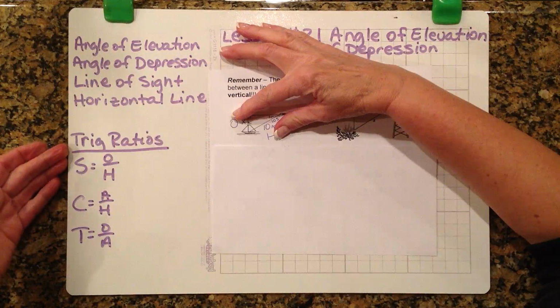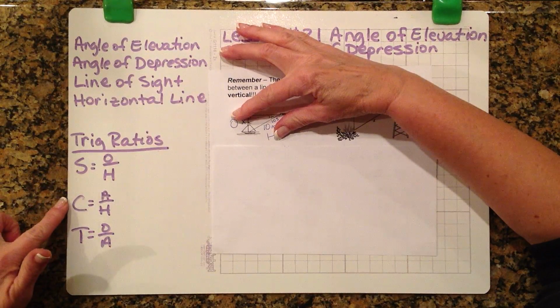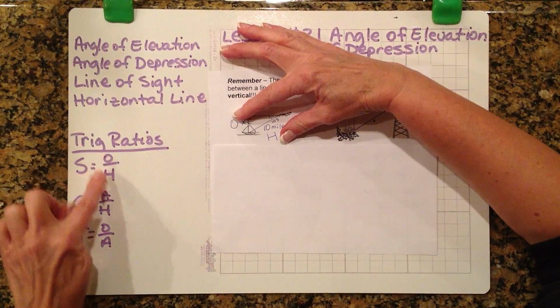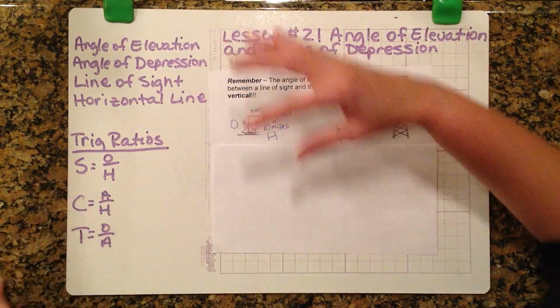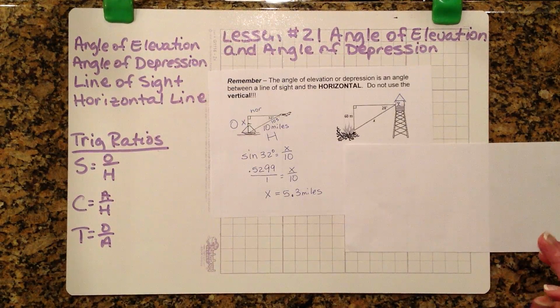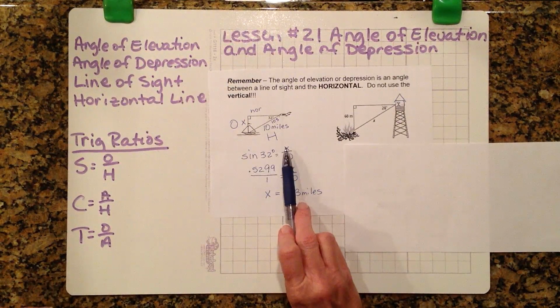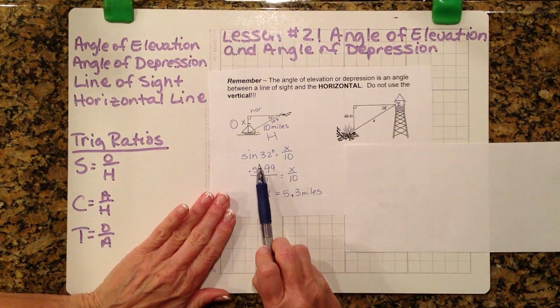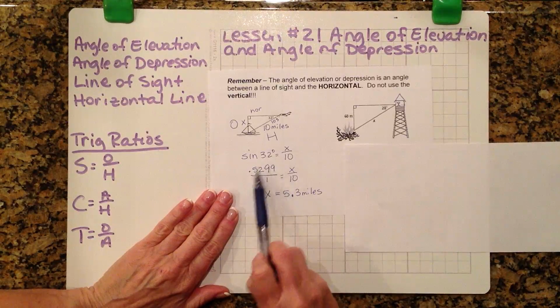Which one has O in it? So, SOH, CAH, or TOA. Which one has the O and which one has the H? See, the O and the H are right here. So that's going to be the sine. So the sine of 32 degrees is x over 10. Okay, now get on your trig table or your calculator and find the trig ratio for that.